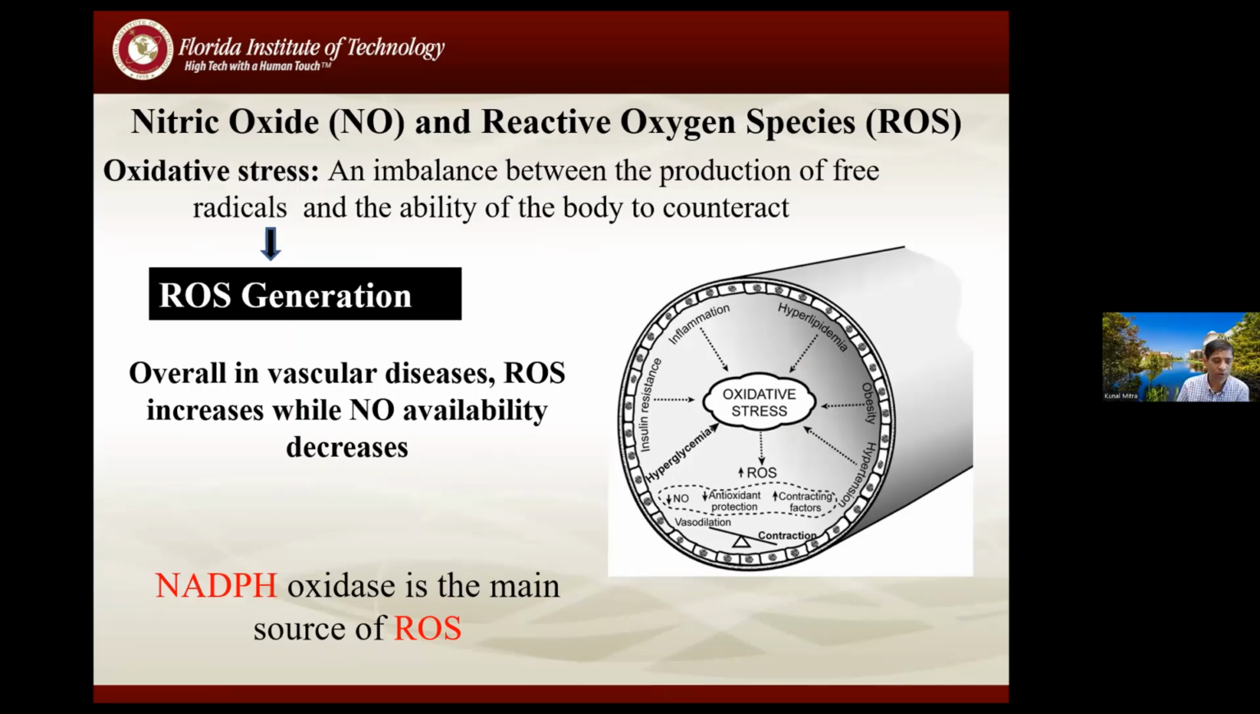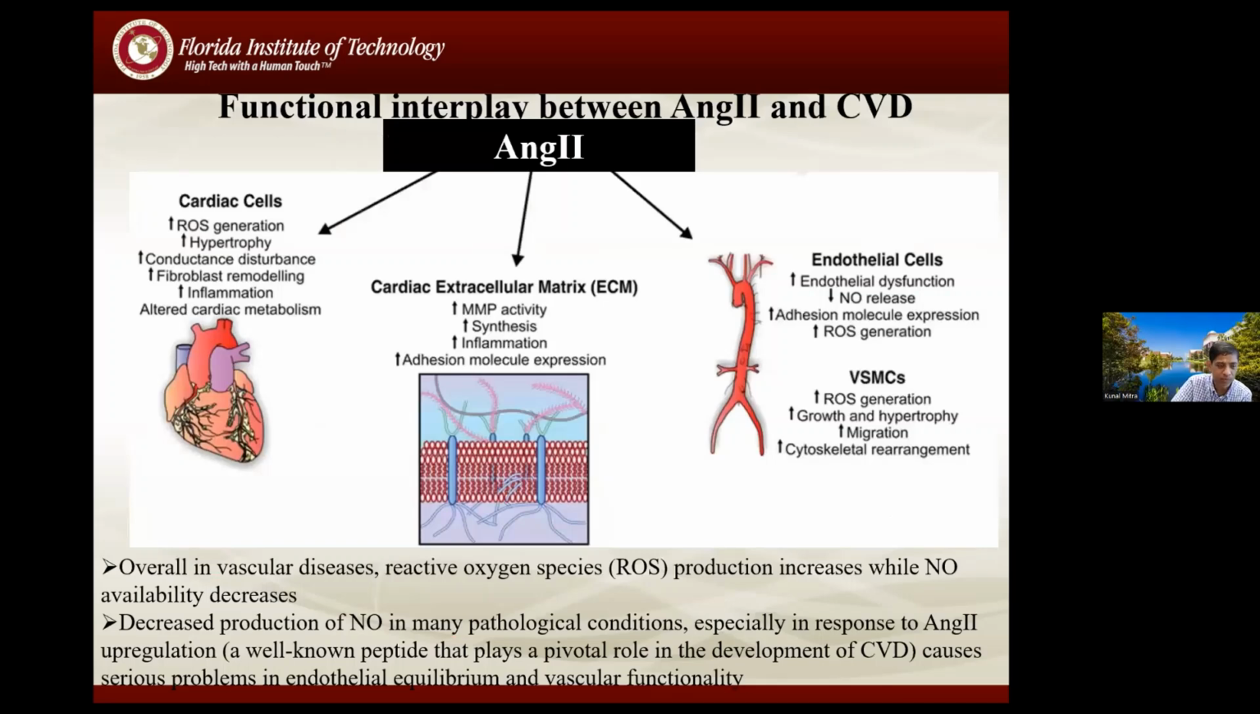So when you're in vascular disease, your ROS level is going to increase and your nitric oxide level decreases. So you really need to maintain the right balance between the production of these radicals and the body being able to counteract that properly. So these are the two important parameters that you will be measuring during this process.